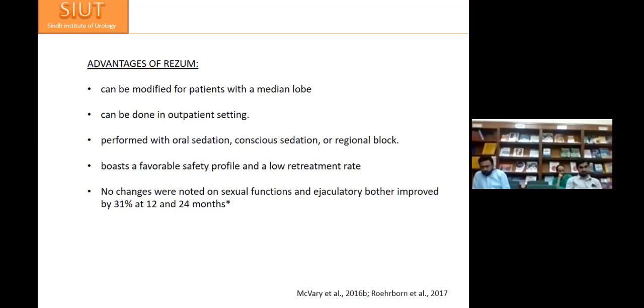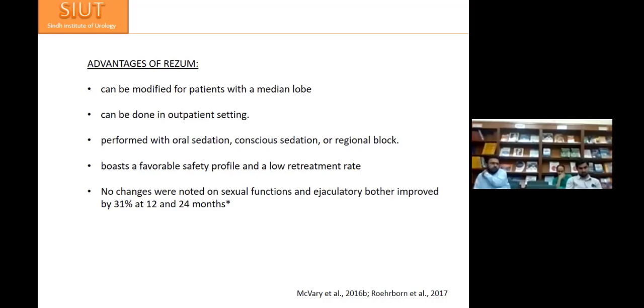So it is a very good therapy, and it needs only 10 to 15 minutes, and we can do it in local anesthesia as well as in sedation. It can be done in the clinical setup, outpatient settings, performed by oral sedation, conscious sedation, or regional block, with both a favorable safety profile and low retreatment rates.